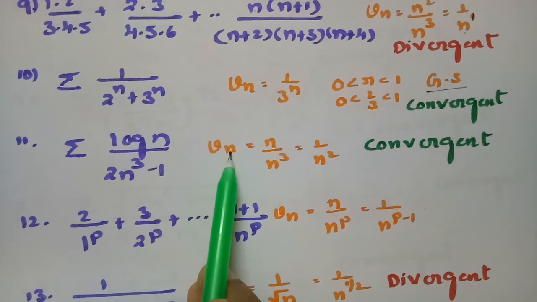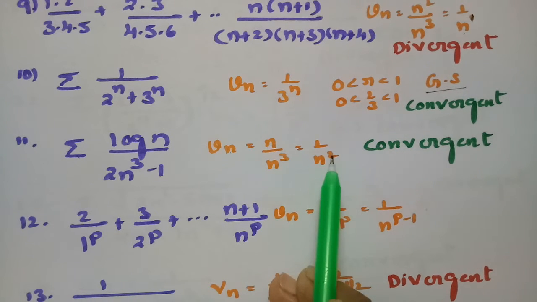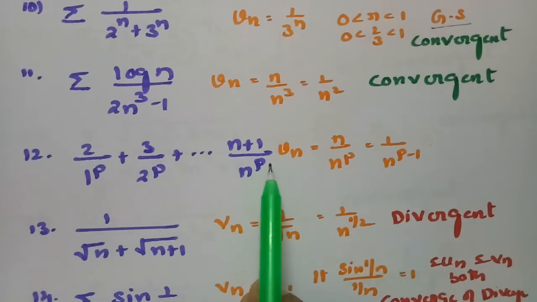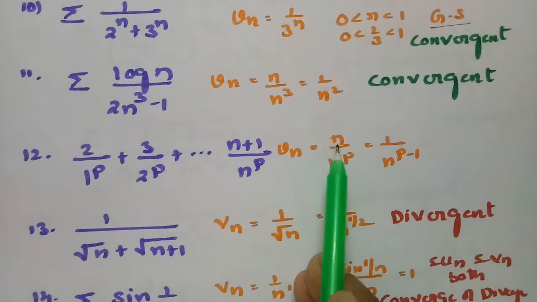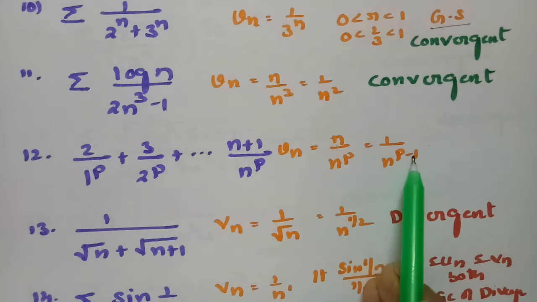So here we have to choose vn. So here there is single n and there are n cube. So this is n square. So this is p greater than 1, convergent. And in this case also, we have single n in the numerator and n power p in the denominator. That is n power p minus 1.